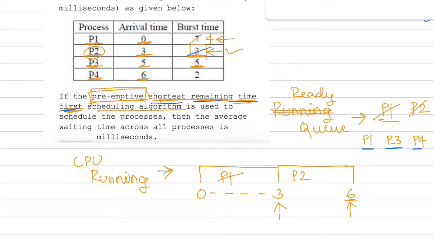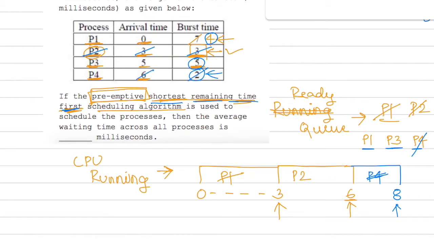So since P2 is gone, let me strike out P2. Okay. So now P1 has 4 seconds, P3 has 5, and P4 has 2. So definitely P4 will be selected as per the algorithm. So P4 gets chance to run with the CPU, and it runs for 2 seconds. So from 6 to 8 it will be running, and then it will terminate. It will get out of the system.